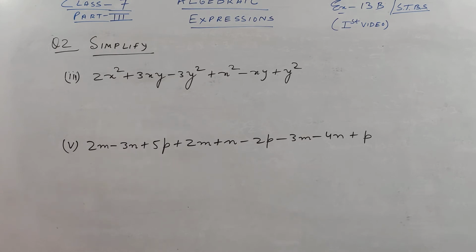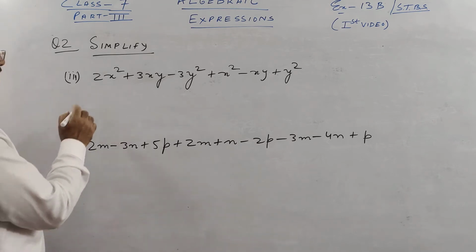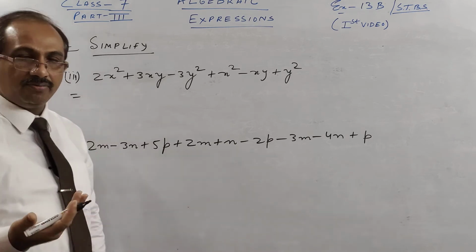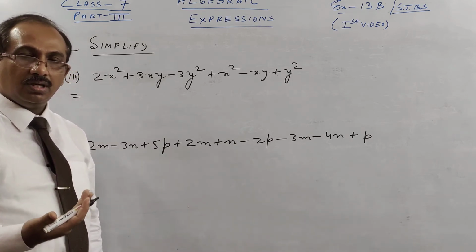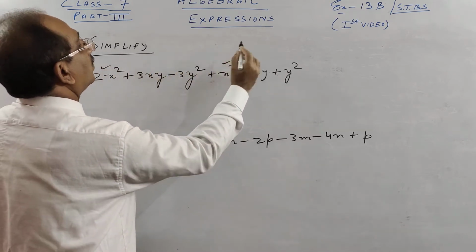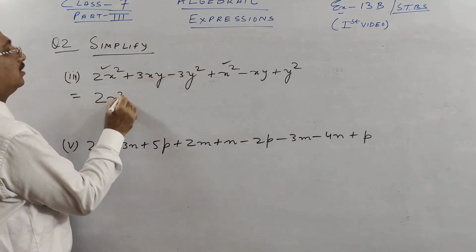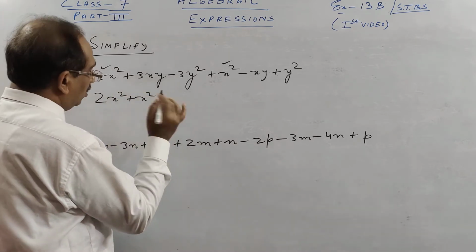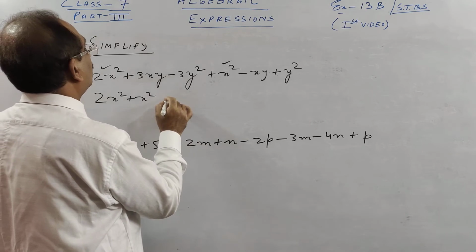So next we move on to question 2, parts 3 and 5. So here the question is simplify, which means again we have to add the like terms like before. So first see the like terms. X squared term, there are 2 x squared terms. So let me write the like terms together. You can put a bracket or you don't put a bracket. Both ways you can do.